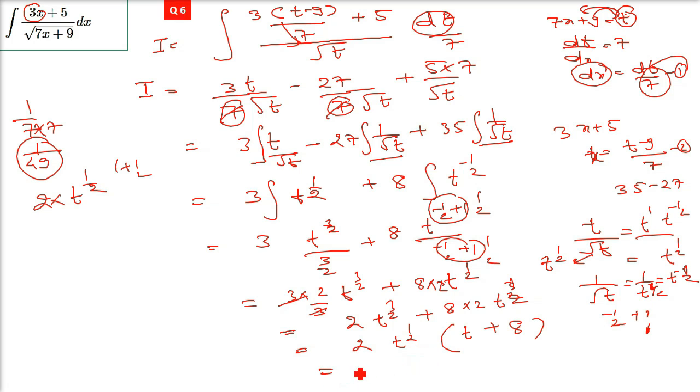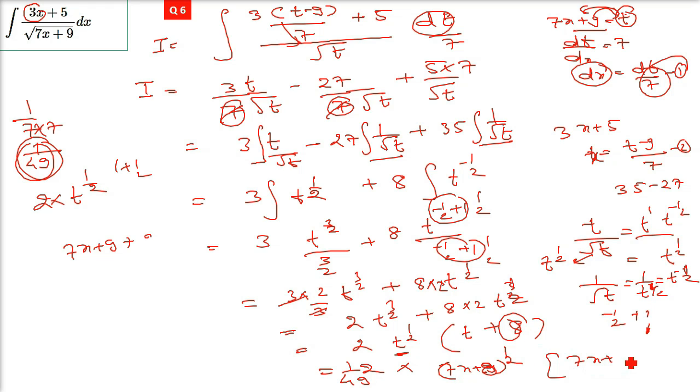Now t was initially 7x plus 9. Don't forget that. So this 1 by 49 was already in the bag. I am just pulling it out, keeping it in the denominator. Here we have 7x plus 9 to the power half, which is essentially equal to root 7x plus 9. And t plus 8 is 7x plus 9 plus 8. So I'm writing it here.